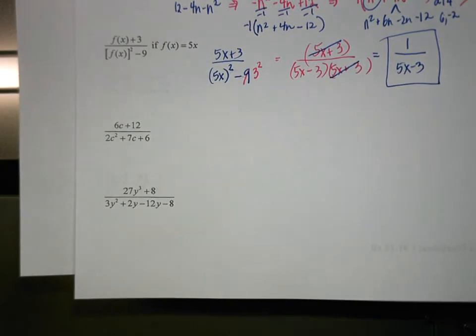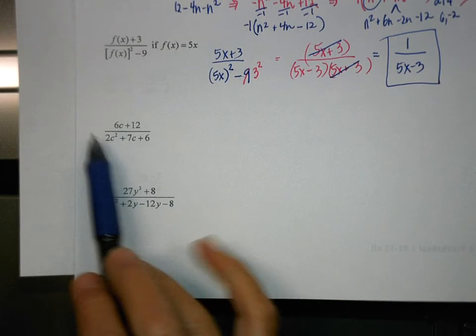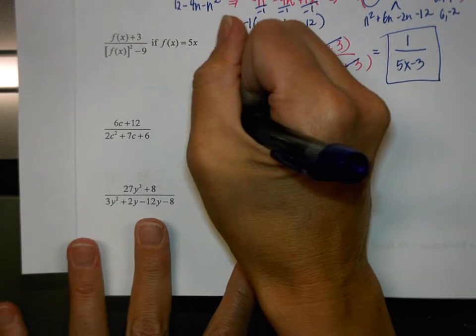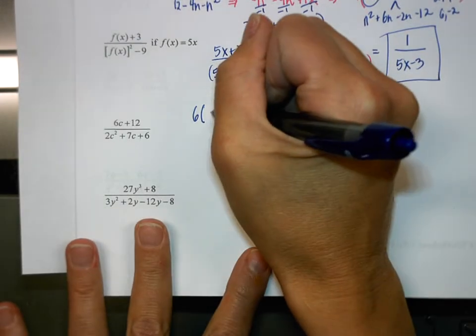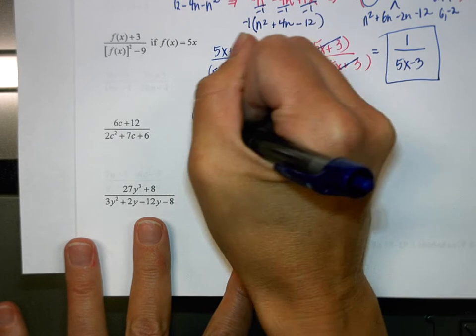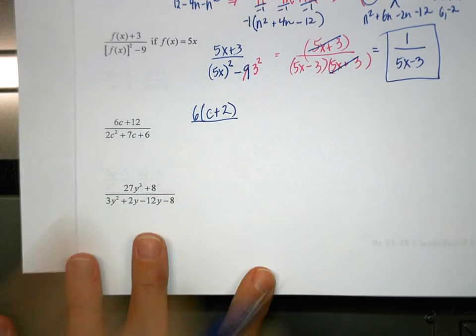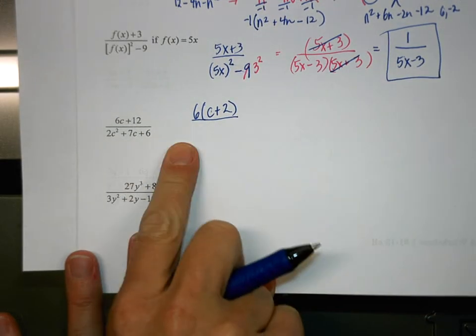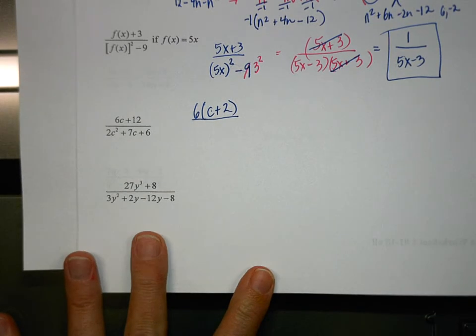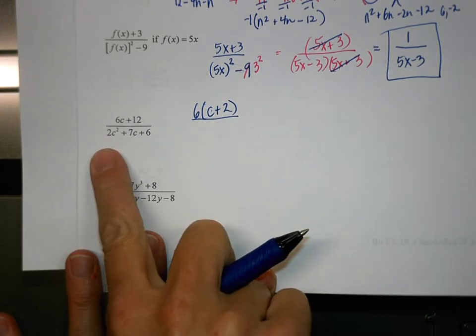Okay, next problem. So, is there anything I can factor in the numerator? Yes. What can I take out? 6. And I'm left with? C plus 2? Okay. Now, looking at this, will I be able to use the shortcut on this one? No, why not? Good, there's a coefficient in front, okay?